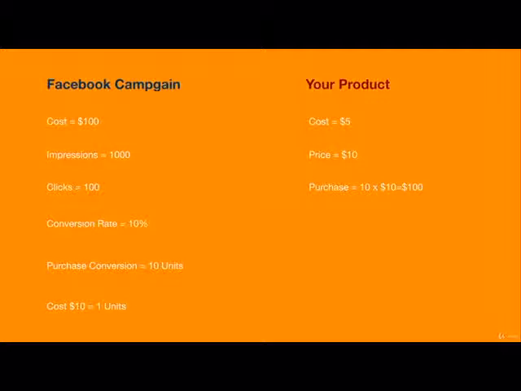But wait, not too fast. Let's find our gross profit, which equals $100 in revenue minus $50 in production costs, which equals $50. Let's subtract your marketing cost from your gross profit, which equals $50 minus $100, which equals negative $50. Wait, what just happened? Oh, you just lost $50.